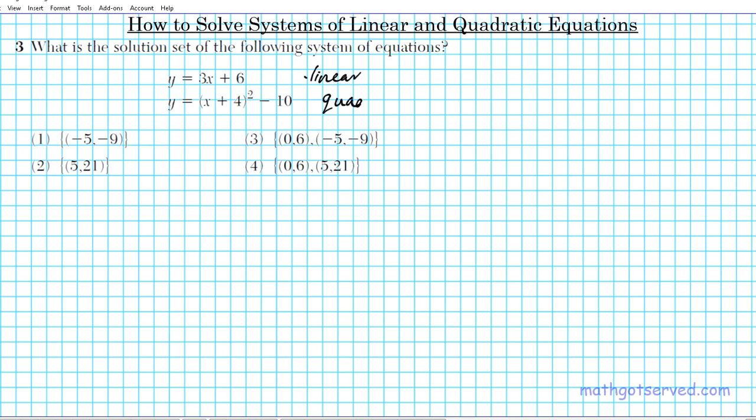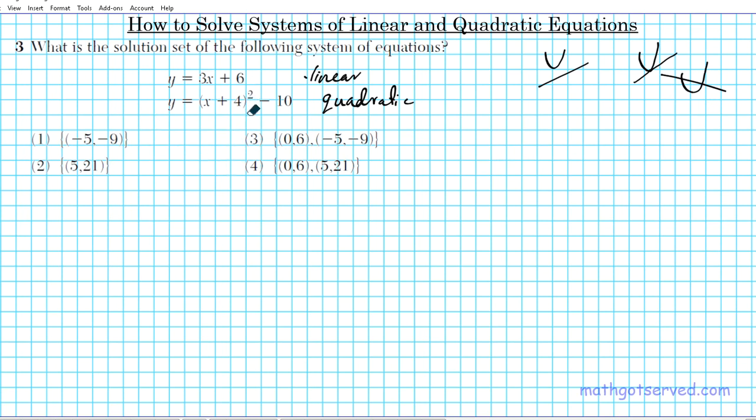Alright, so what we're going to expect to happen is, well, you could have no solution where there's no intersection between the parabola and the line. You could have one solution, maybe a point of tangency. The line is tangent to the parabola, or you can have two solutions where the line basically cuts through the parabola. Alright? Okay, so let's go ahead and solve this.